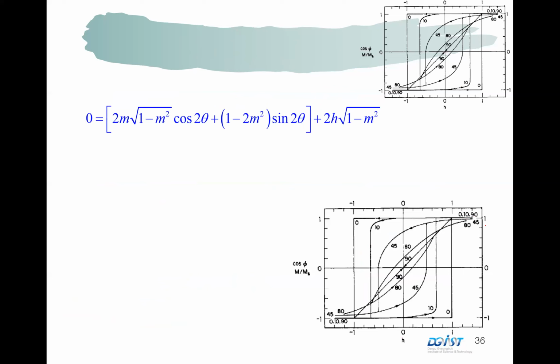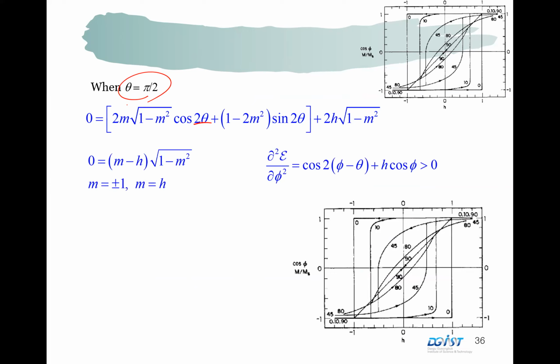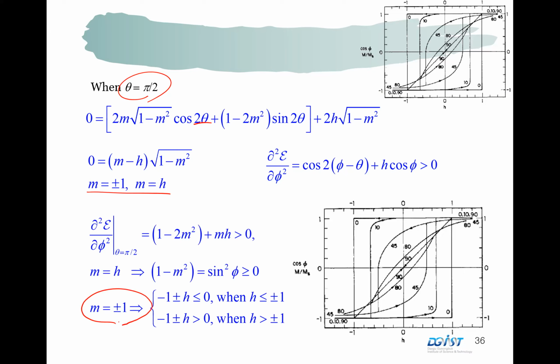Once we consider a more general case of theta, unfortunately, there's no analytic solution. Sorry, we have one when theta is pi over 2, which means we apply the field perpendicular to the easy axis. Then the equation is getting simpler. We have this solution, and we repeat the second derivative condition. We found this solution satisfied this condition, and also the m is H solution. So for the 90-degree case, we have this curve.